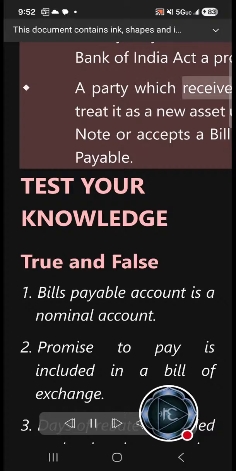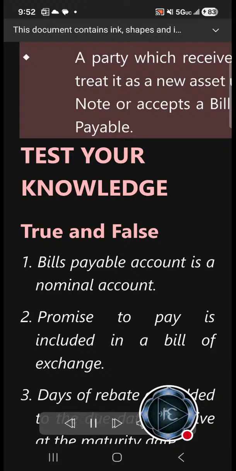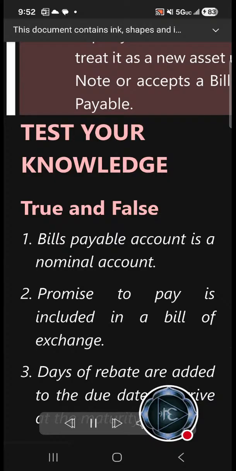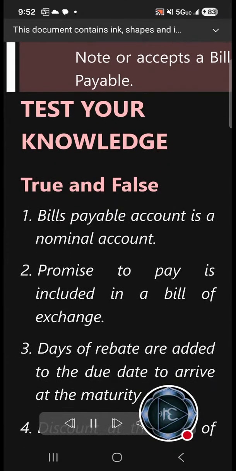A party which receives a promissory note or receives an accepted bill of exchange will treat it as a new asset under the name of bills receivable. A party which issues a promissory note or accepts a bill of exchange will treat it as a new liability under the heading of bills payable.